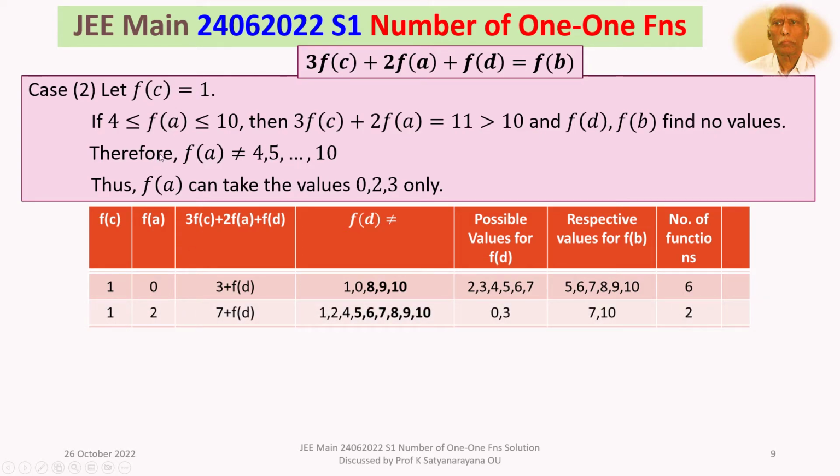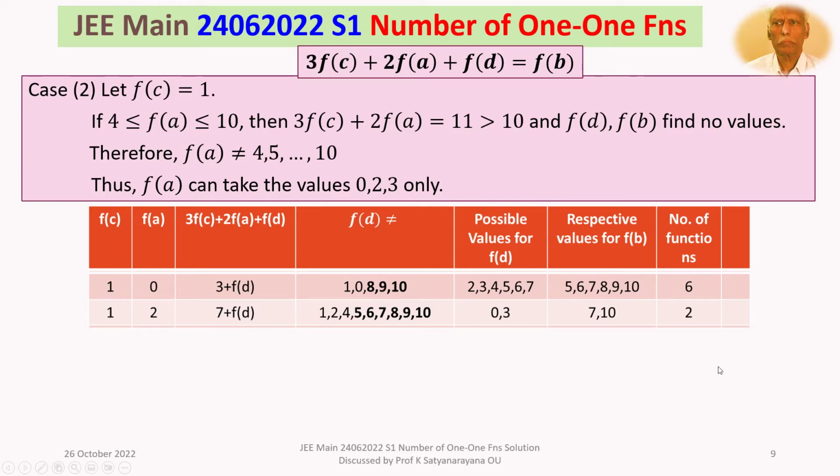So the second case, f of c is 1, f of a is 2, then you will get 7 plus f of d. F of d cannot take 1, and f of d cannot take 4 to 10 because it exceeds 10, and the remaining values f of d can take are 0 to 3.